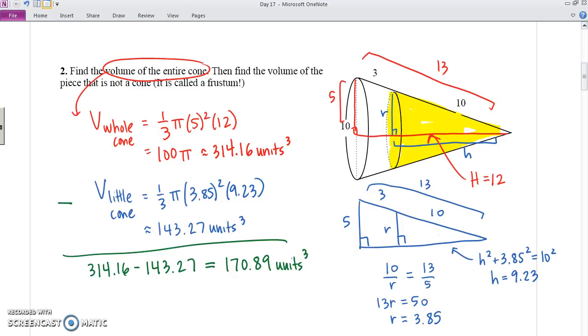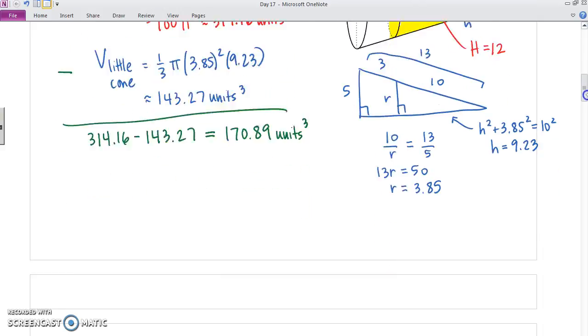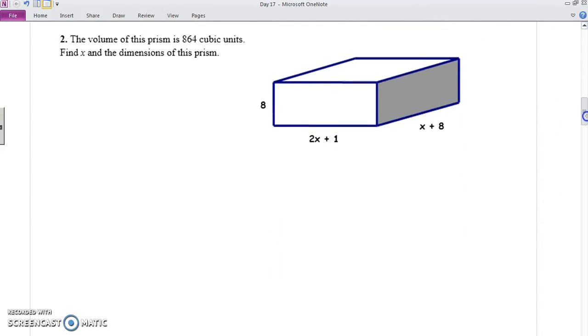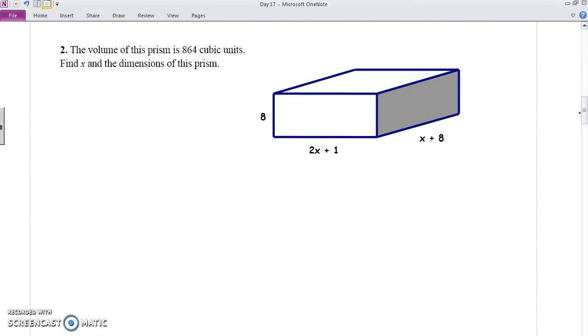Alright? So now we're going to go through the solutions for number 2. Remember, this is the quadratic I was talking about. That would happen again, and this will be on it. So the volume here is the length times width times height. So 8 times 2x plus 1 times x plus 8. And that has to equal 864. Okay, so I'm going to multiply things out.